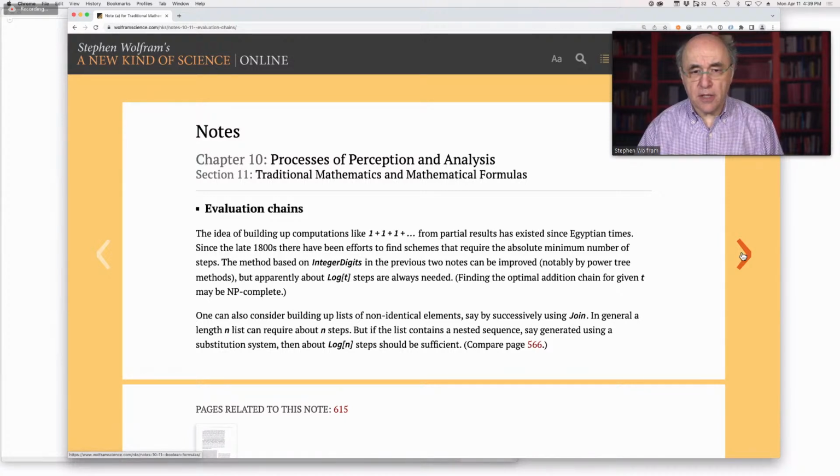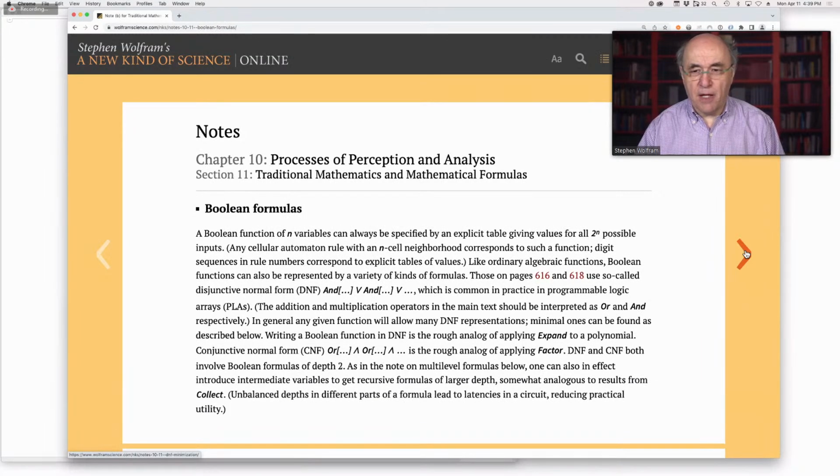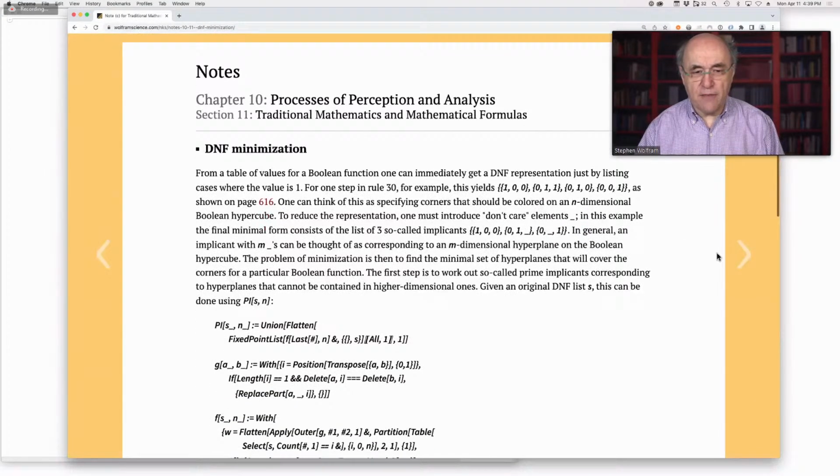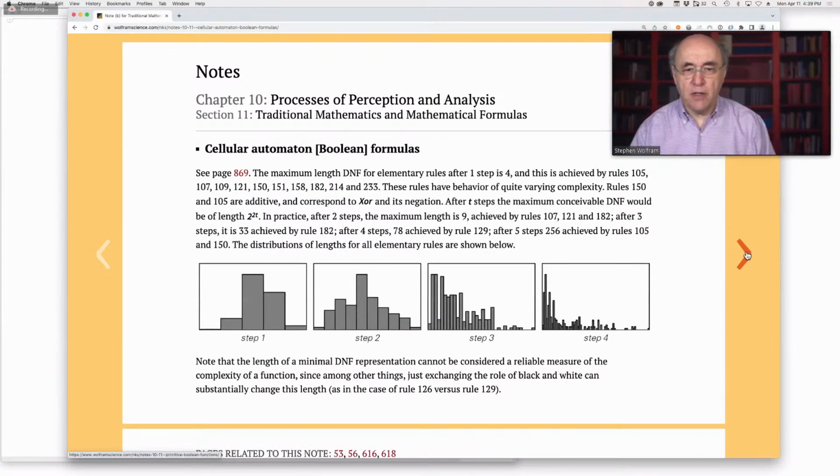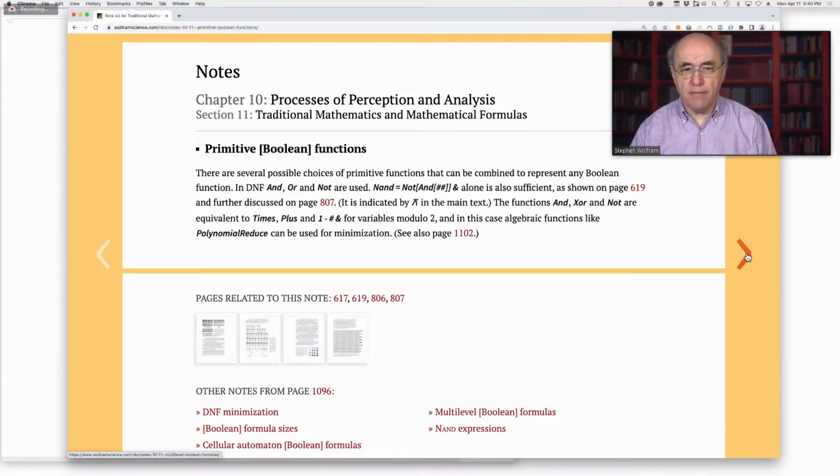Okay, that's interesting. I was just thinking about things related to this very recently. Okay, Boolean formulas, DNF minimization, sizes of Boolean formulas. This has to do with how big the Boolean formulas are for different cellular automata at different numbers of steps, and what the chance is that a cellular automaton needs a big Boolean formula to compute it. In other words, how complicated in terms of Boolean formulas are different cellular automata.